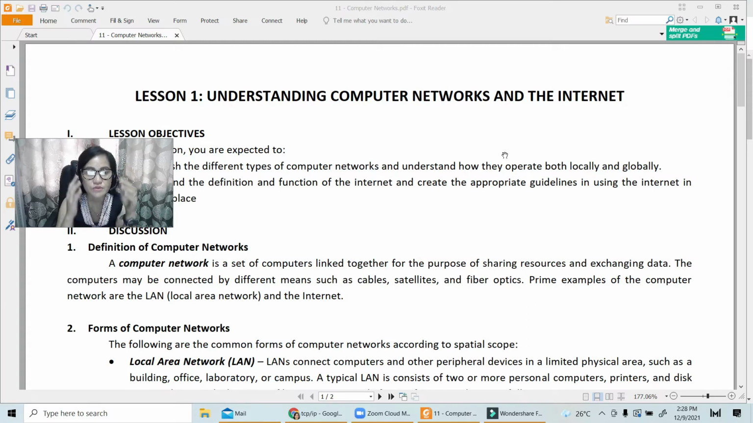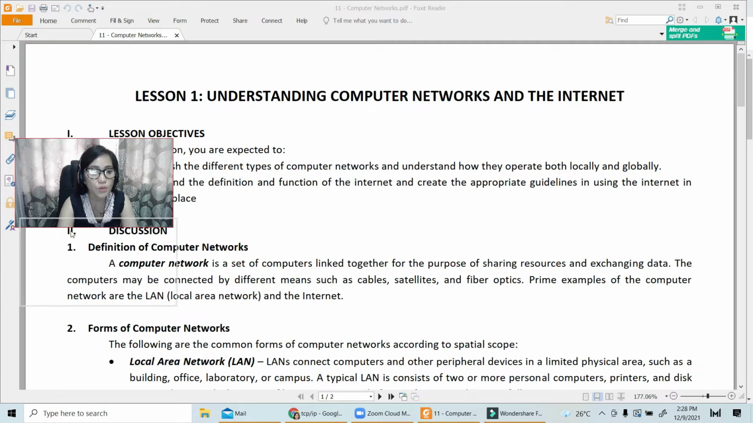Hello, good afternoon. So today I will be discussing the second to the last topic of HPC, the applied tools and modern technologies. So this is lesson 11, I think: understanding computer networks and the internet.